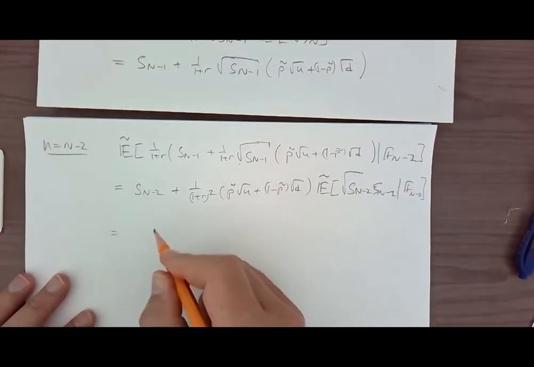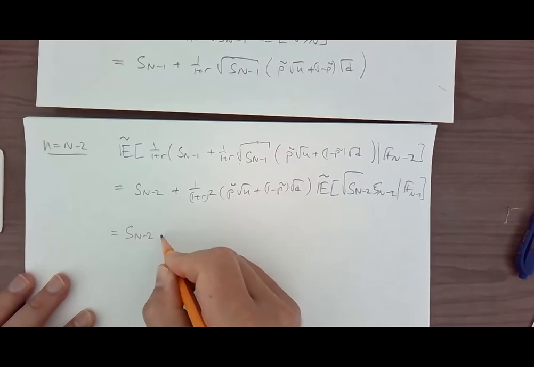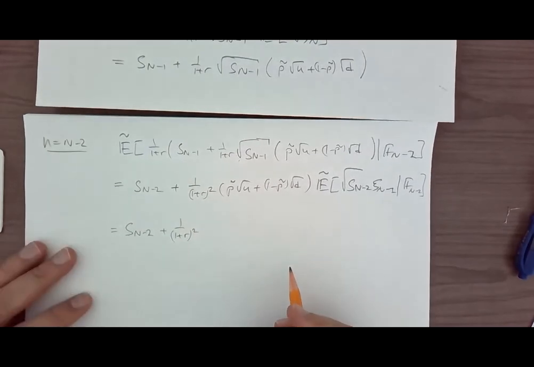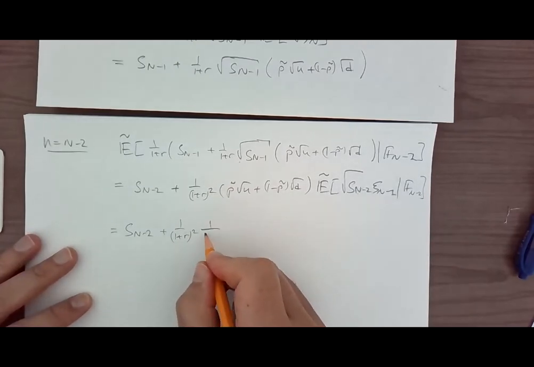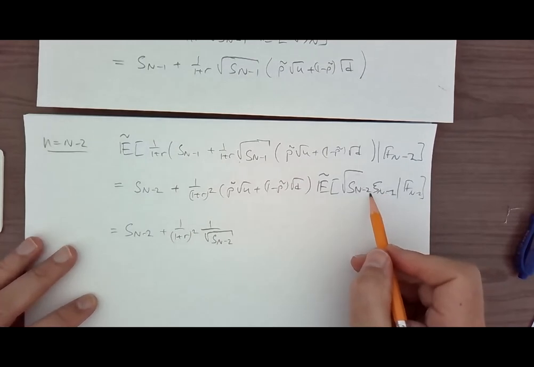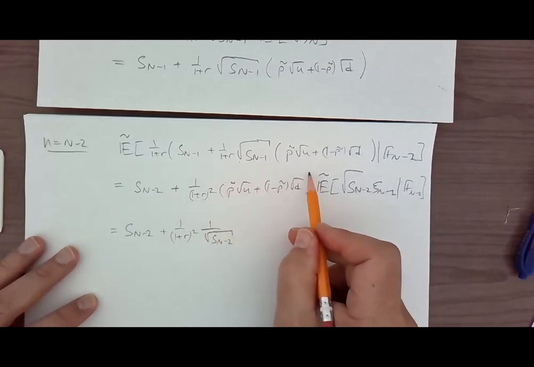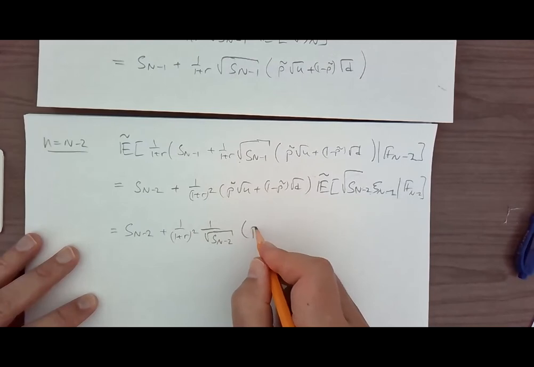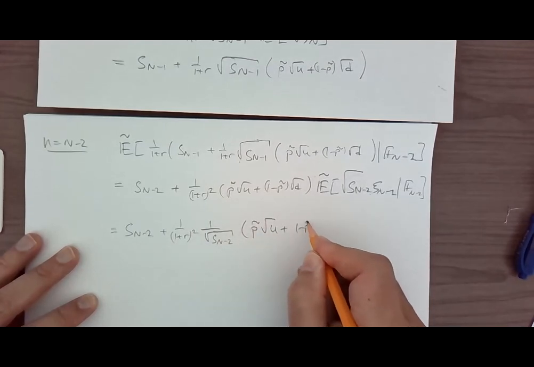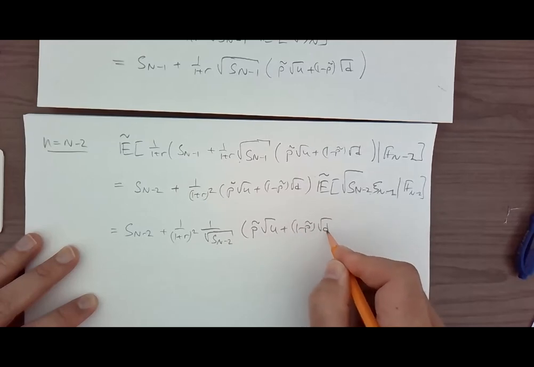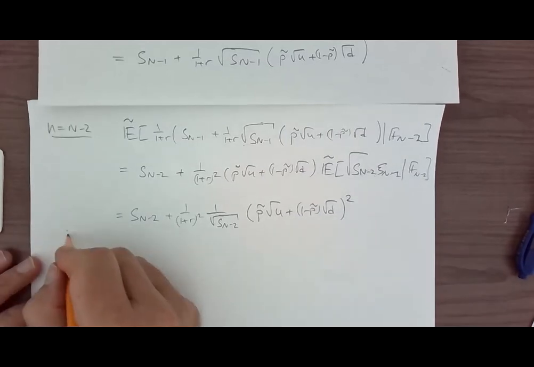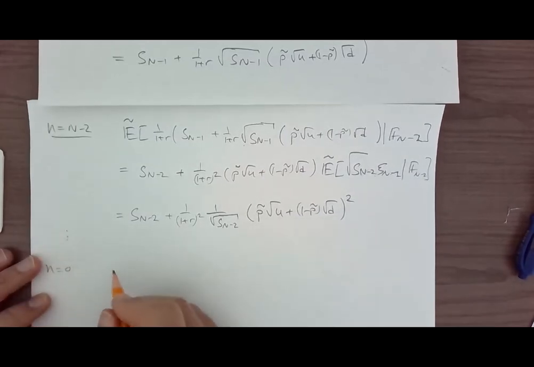So you can see what we want to get. It's going to be Sn minus 2 plus this 1 over 1 plus r squared. And then you're going to get the square root, 1 over the square root of Sn minus 2. And then you're going to take the average over the rest. And when you do that, you're going to get exactly this coefficient here squared. And then you can keep going all the way down to time 0.